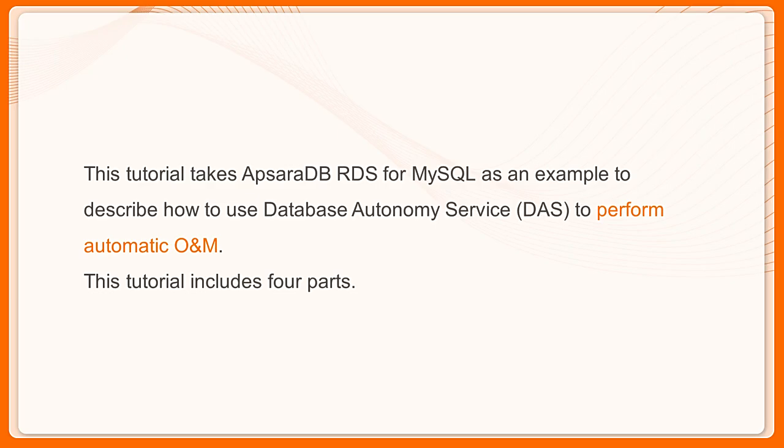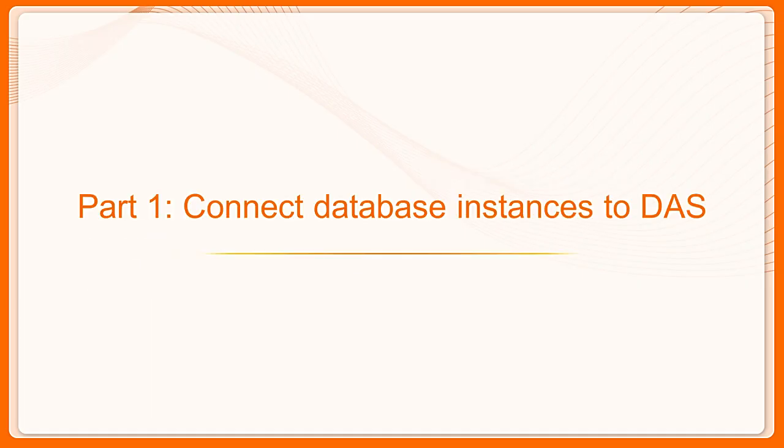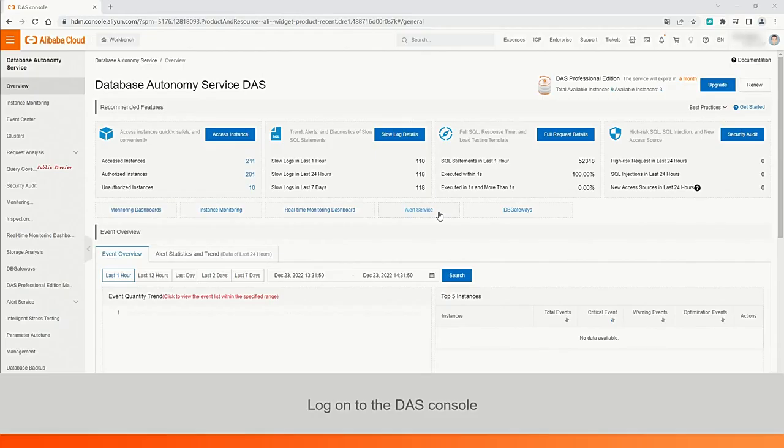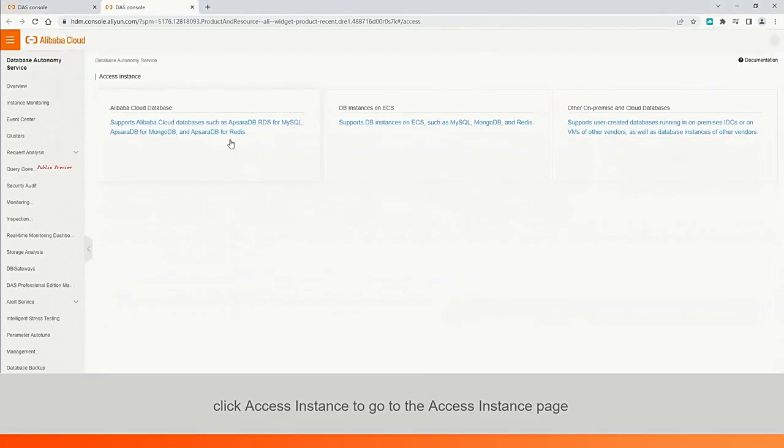This tutorial takes DB RDS for MySQL as an example to describe how to use Database Autonomy Service to perform automatic O&M. This tutorial includes 4 parts. Part 1, connect database instances to DAS. Log on to the DAS console. On the overview page, click Access Instance to go to the Access Instance page.